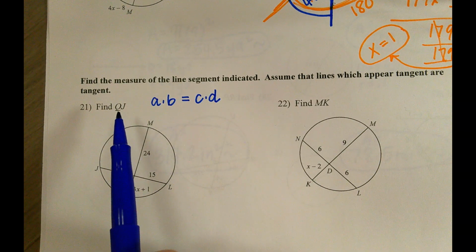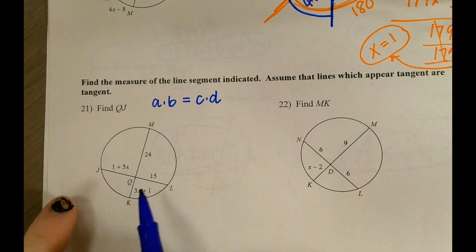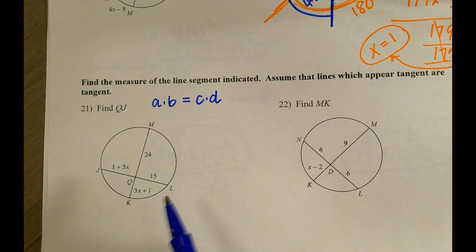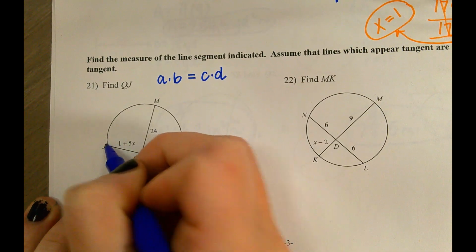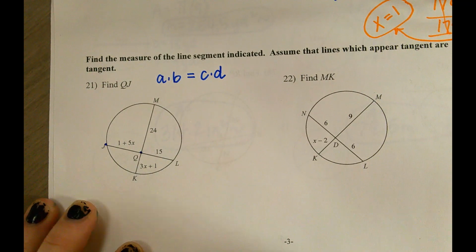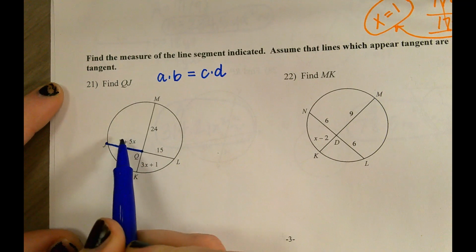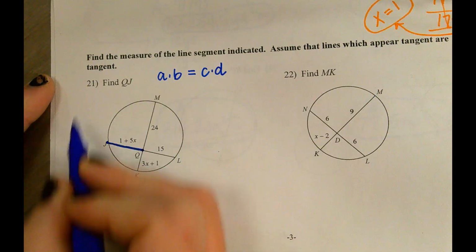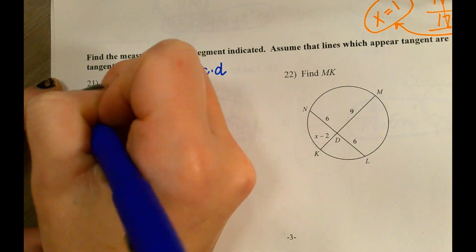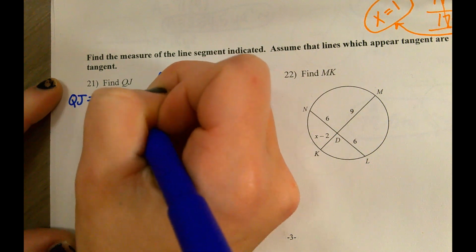And we're trying to find the measure from Q to J. So I'm going to mark that first. What is the line segment from Q to J labeled as? Here's Q, here's J. This one? Yes, 1 plus 5x. So just like all the angle problems, that's a value I will need later. We're going to solve for x and then plug it in to find that. So I'm going to write that off to the side. QJ equals 1 plus 5x.